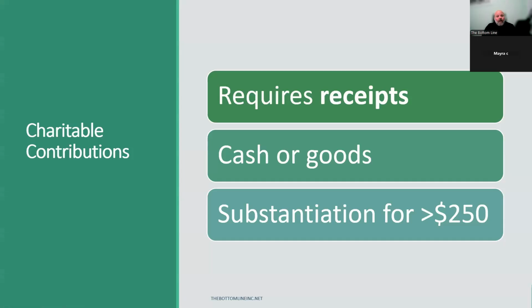Okay, the other thing on our itemized is charity. When you give to charity, you can give cash, checks, Venmo. You can also donate items to the Goodwill, your used clothing.